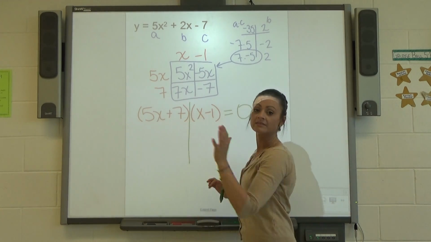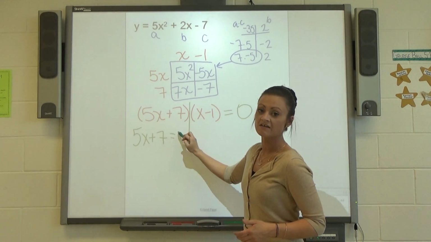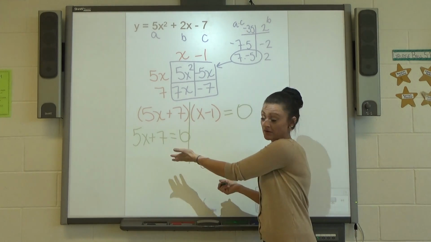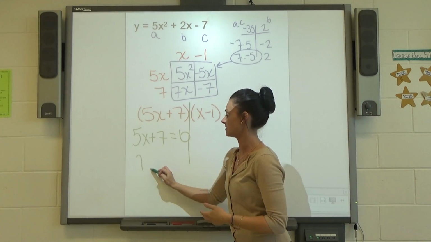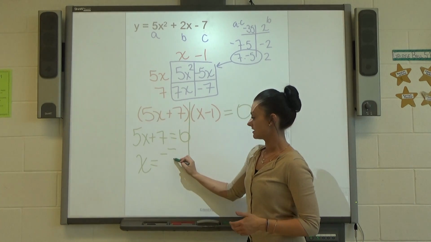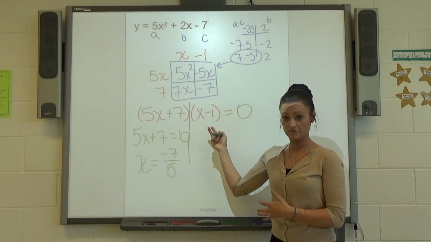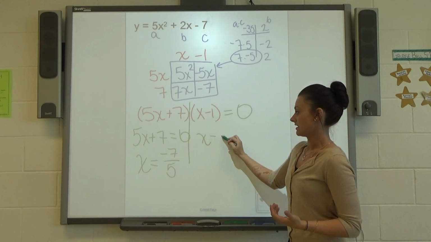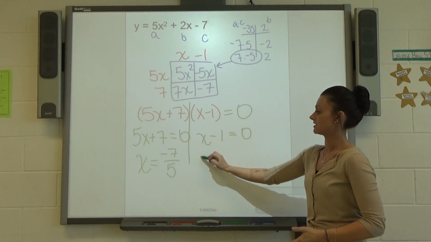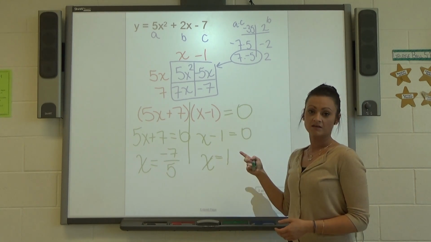And I'm going to say, okay, let's find out what would happen if 5x plus 7 is the factor that ended up being 0. If I work through and get x by itself, that would tell me that the value of x that would make this factor equal to 0 is -7/5. And I'm going to do the same thing over here. What if x minus 1 is the factor that ended up being 0? This would tell me that the value of x equals 1 would give me a 0.